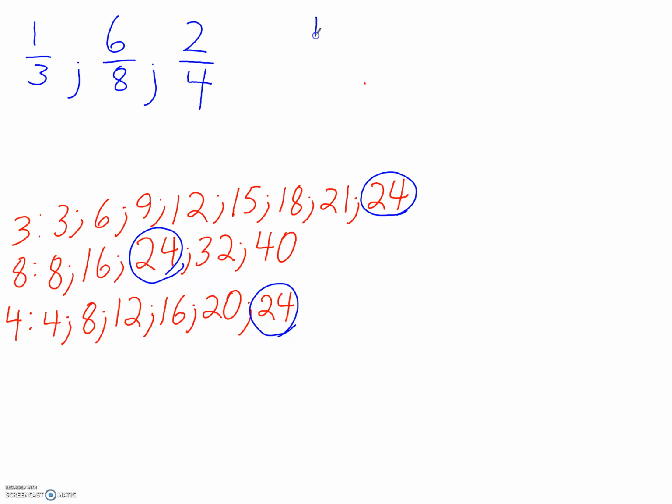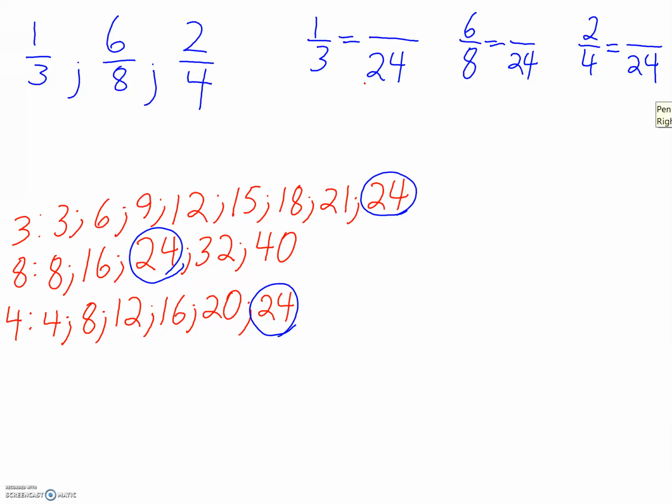So we have to do 1/3 equals how many 24ths? 6/8 equals how many 24ths? And 2/4 equals how many 24ths. And in order to do that, remember, we have to look at what links our denominators. What links 3 and 24, what links 8 and 24, what links 4 and 24. This is where it's so important for our kiddos to know their facts.